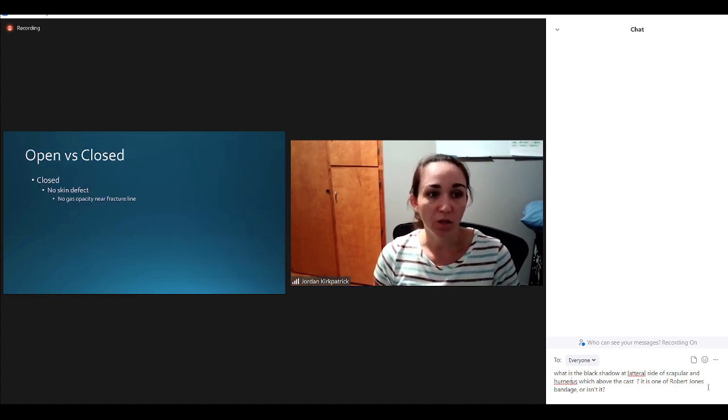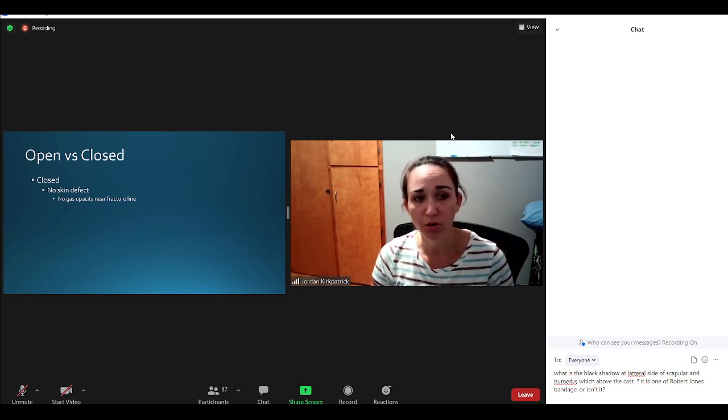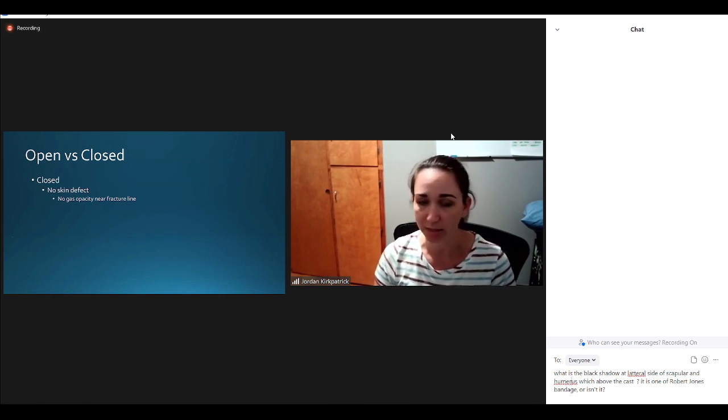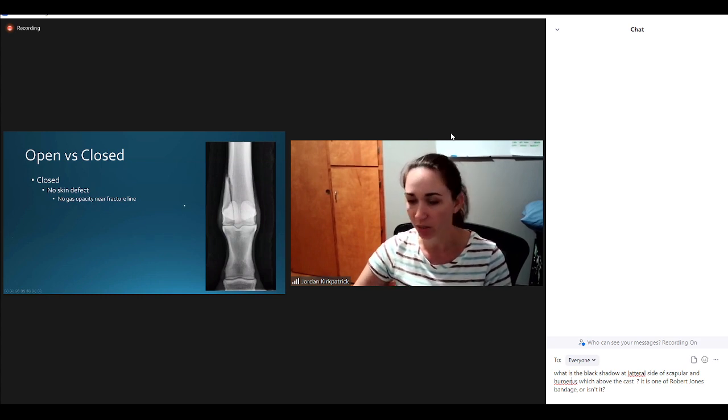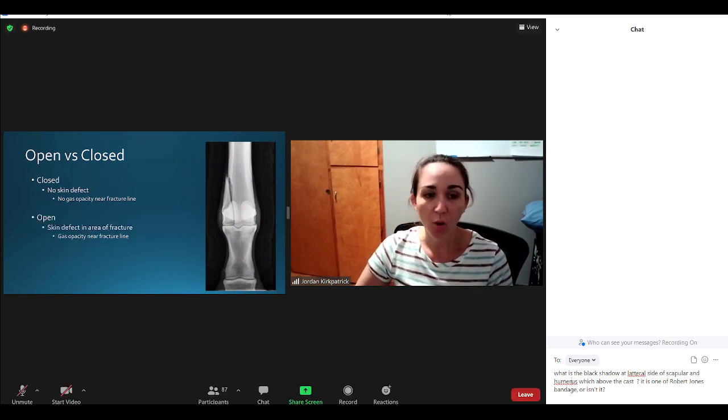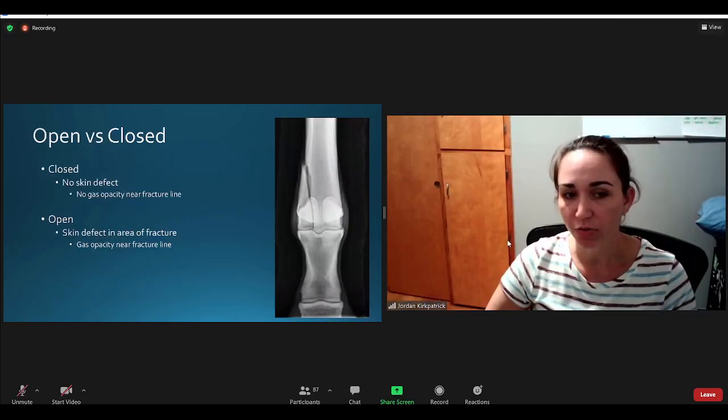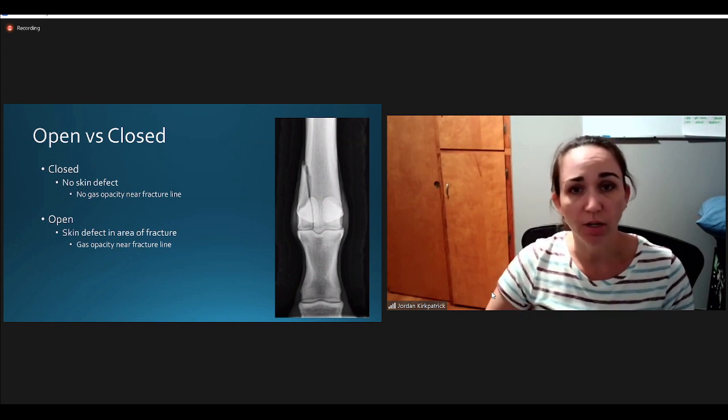So open versus closed. Closed, there's no skin defect or no gas opacity near the fracture line. So there's no gas around this area. This is the bandage that was on when they were taking this radiograph, but there's no gas opacities or anything like that. Versus open, there's a skin defect in the area of the fracture, or sometimes just a gas opacity near the fracture line on the radiograph.